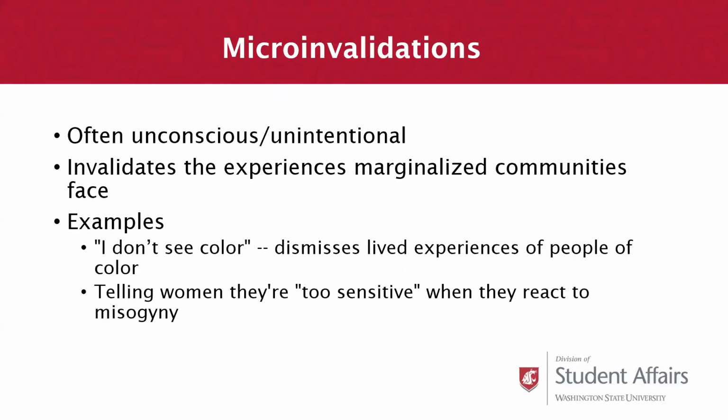The next one is microinvalidation. This one is often unconscious and unintentional, and this really invalidates the core of a person's identity. I'm sure many of you may have heard the term, "I'm colorblind, I don't see color." And although that may be used in a well-intended way, it erases and dismisses the lived experience of people of color. So by saying you don't see color, you are invalidating that person's lived experience, but also history.